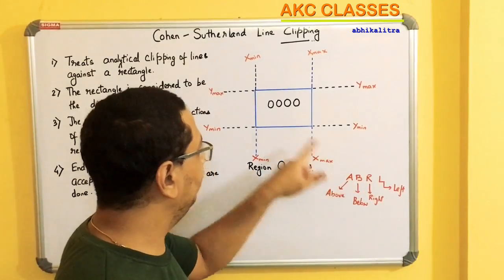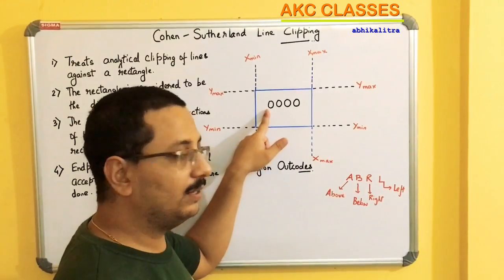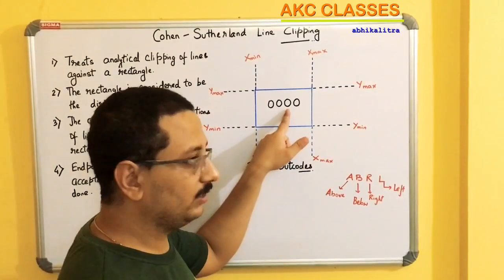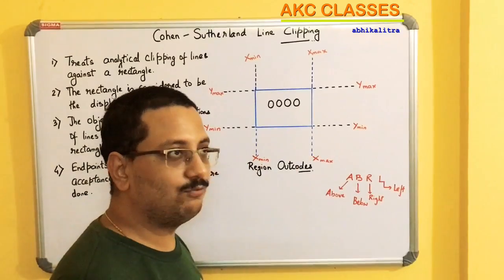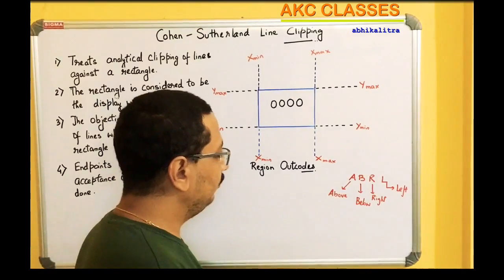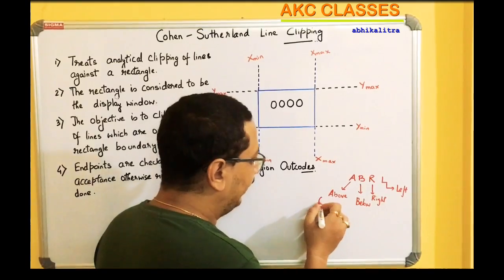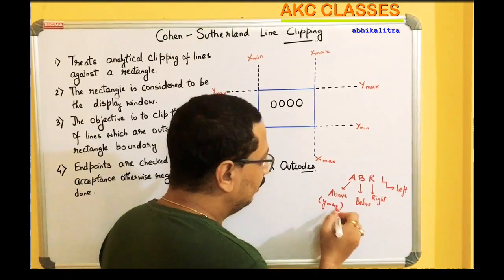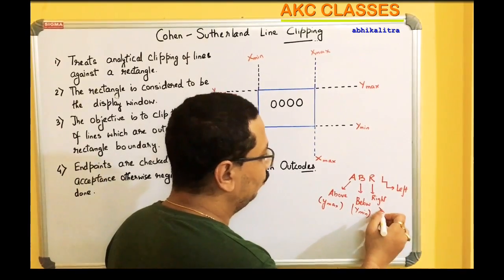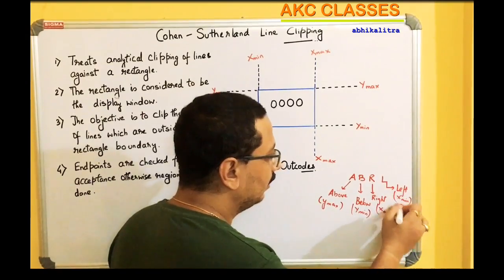If I consider the first bit to be the MSB of this number sequence, then the first bit is for above, the second bit is for below, the third bit is for right, and the last bit is for left. After we know the full form of ABRL, we have to see what above, below, right, left actually are. The above is with respect to Y max, the below is with respect to Y min, the right is with respect to X max, and the left is with respect to X min, right?